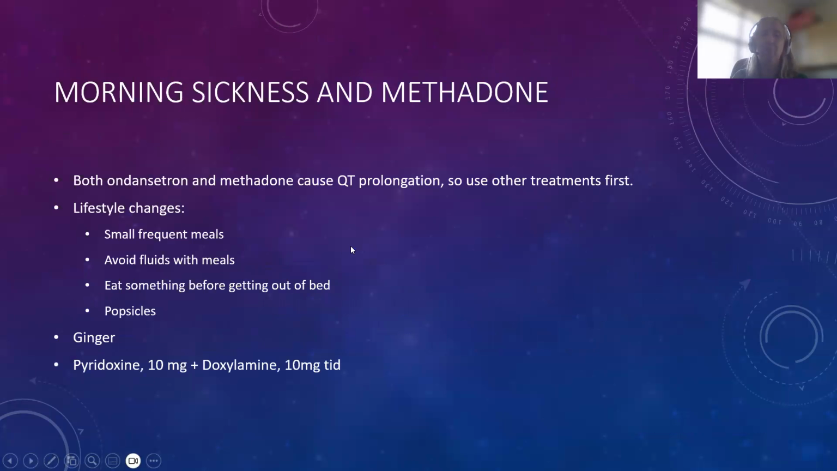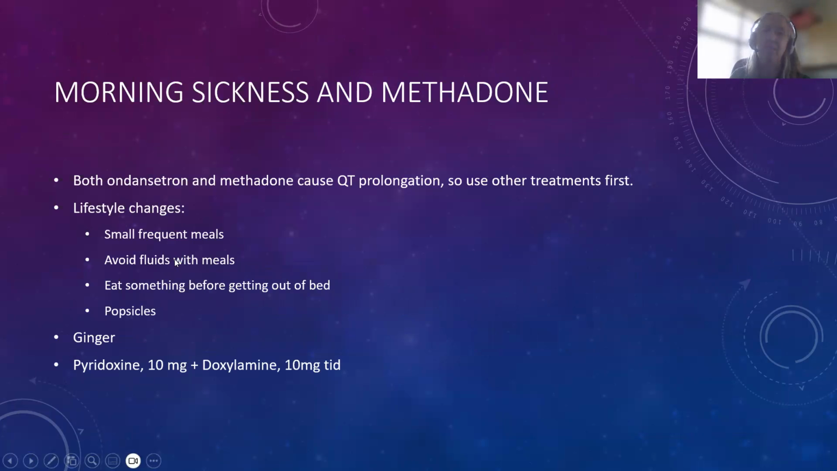And I do just want to mention real quick morning sickness and methadone. Both ondansetron and methadone can cause QT prolongation, which is an abnormality of the EKG. So you want to be extremely cautious if you have a patient on methadone with morning sickness, because if you use ondansetron, you could potentially put them into cardiac arrest. So you want to use other treatments first.